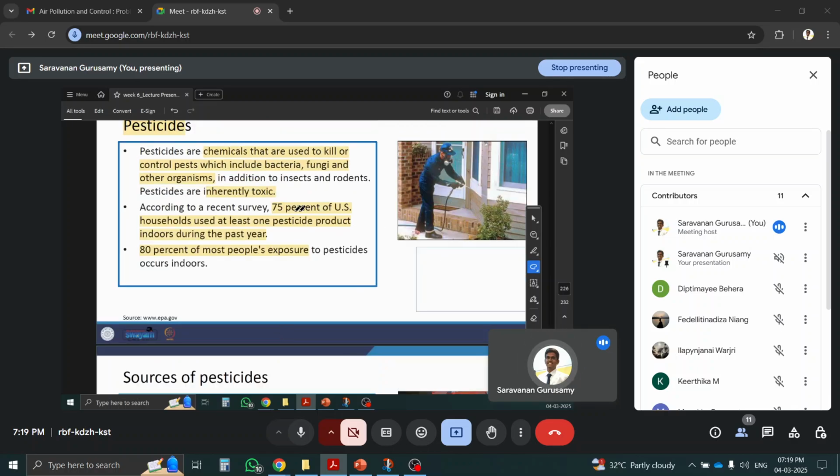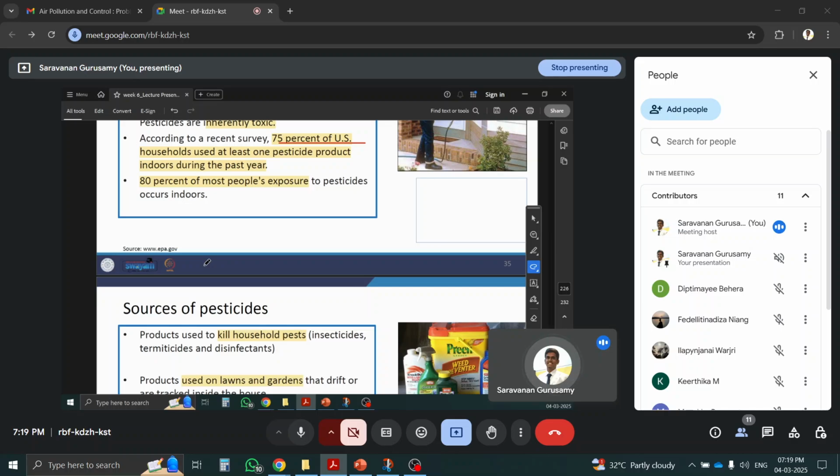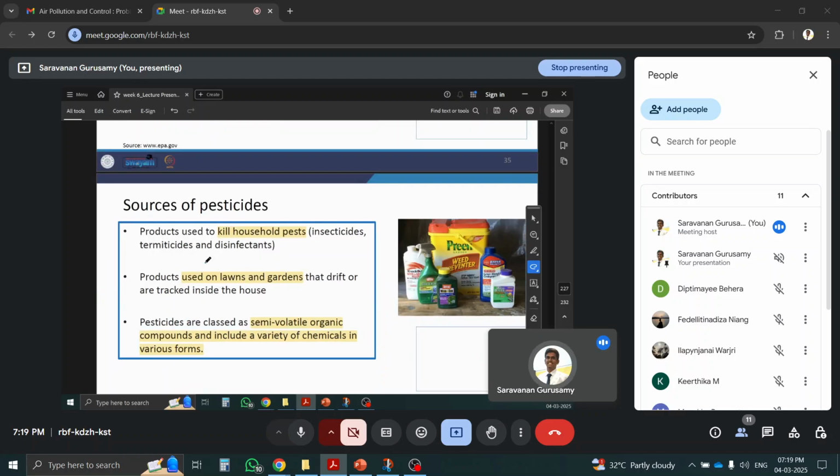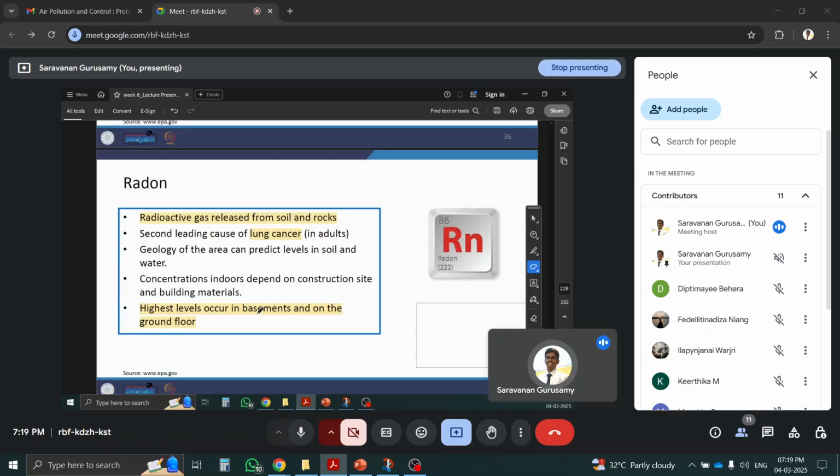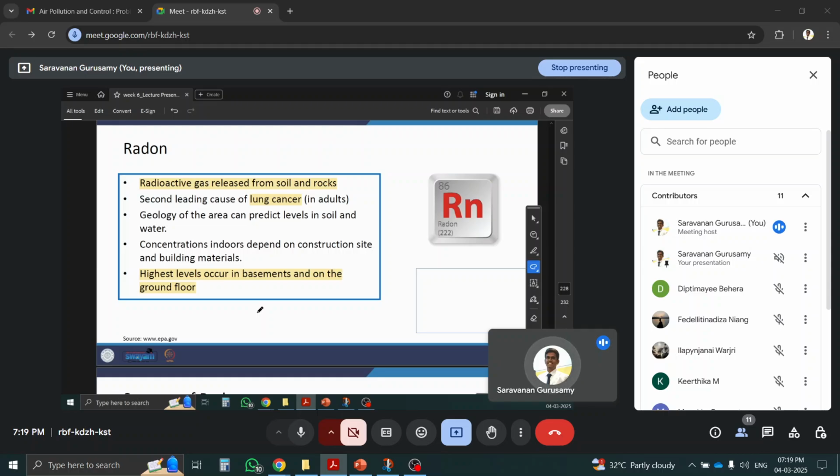In a study, 75% of US households are using at least one pesticide for their plants indoors, and 80% of most people's exposure to pesticides is from indoors only, not from outdoor agricultural pesticides. The pesticides used to kill household pests, and on lawns and gardens, will also contribute to indoor air quality. And radon is a gas released from soil and rock. So that's a source of lung cancer, and the highest levels occur in basements and on the ground floor.